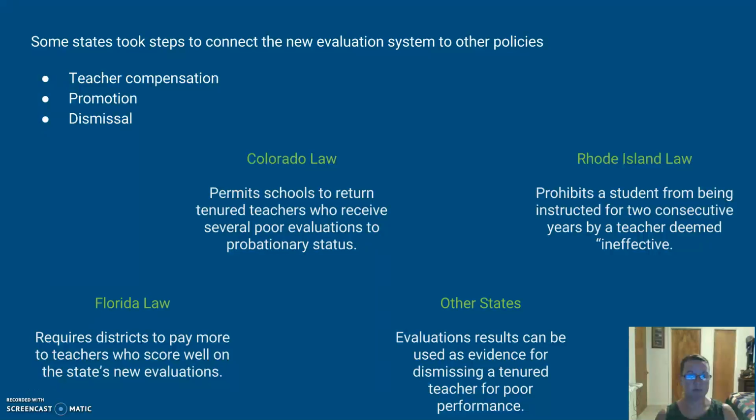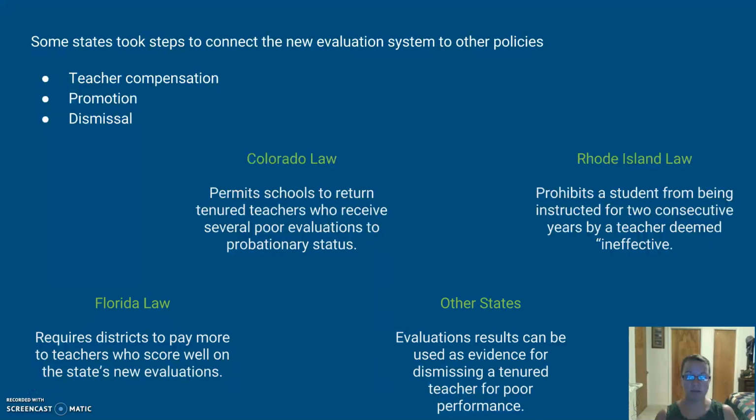Some states took steps to connect the new evaluation system to their other policies. They looked at teacher compensation, promotion, and dismissal. Here are some examples of what states are doing. Colorado law permits schools to return tenured teachers who receive several poor evaluations to a probationary status, meaning they don't just get rid of them, but they let them know that they've got to improve before they're dismissed.